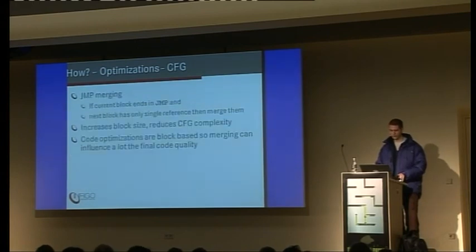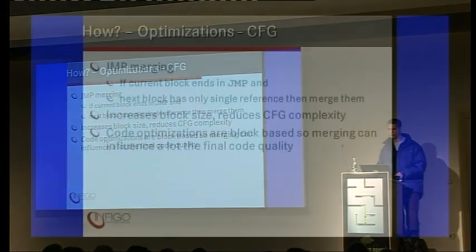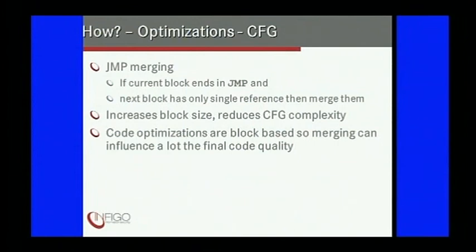Jump merging is a very simple optimization. If you have two blocks that are connected with a jump, and the second block contains only a single reference, you can merge them together. This increases block size and reduces control flow graph complexity. This optimization is very useful if you use data analysis algorithms, because bigger blocks enable you to effectively use better optimizations on a single block.